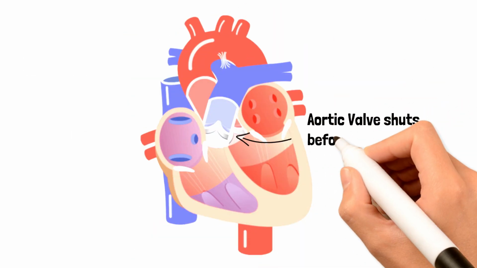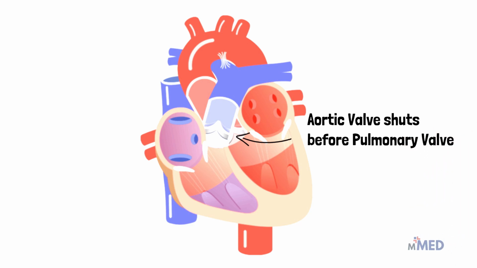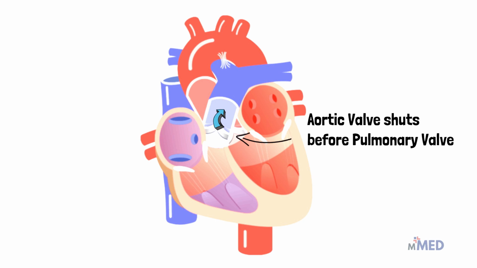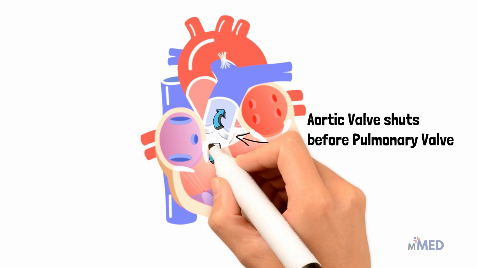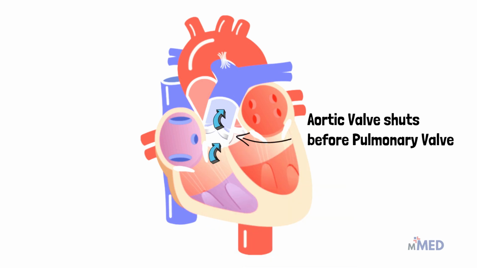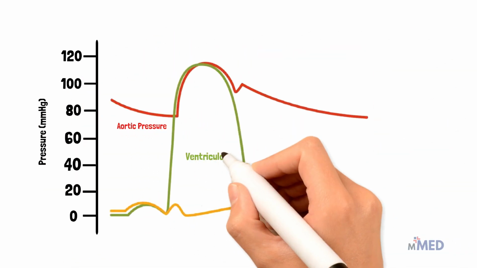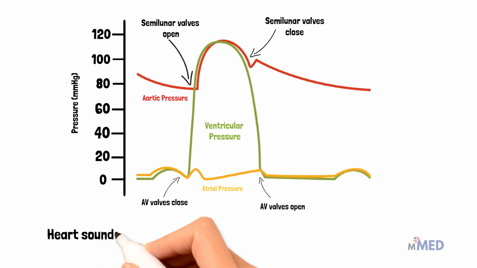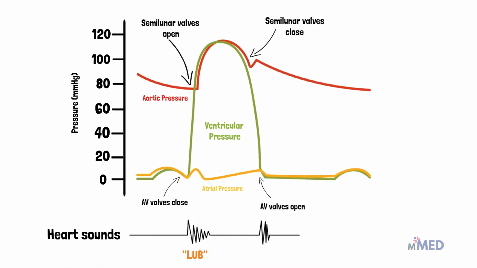Actually, the aortic valve shuts before the pulmonary valve. This is due to lower pressures in the pulmonary circulation, which allows blood to continue flowing into the pulmonary artery after systole ends in the left ventricle. In 70% of normal adults, this difference can be heard as the splitting of the second heart sound. In order to get a better understanding of how the aortic pressure, ventricular pressure, and the atrial pressure change during the cardiac cycle, check out this graph.